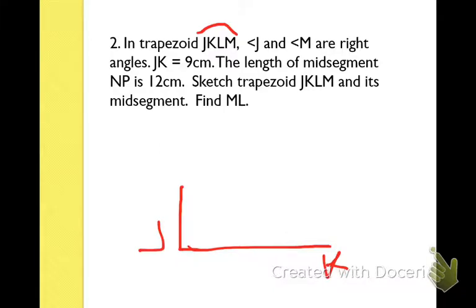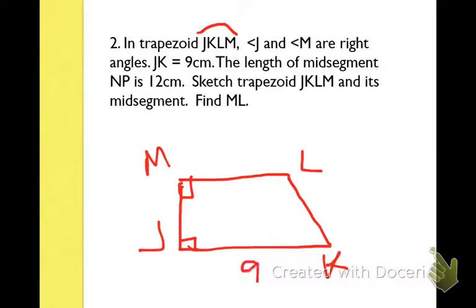It's not a right angle. Otherwise, we'd have a rectangle. So there's K. And then as we go around, this would have to be L because of the order of the letters. And then your M would be here. These two are 90s. That's still a trapezoid because one side does not have right angles. It's not a rectangle. So that's the first hurdle, visualizing the picture and drawing it. Okay? So that's JKLM, and it tells us that JK is 9.